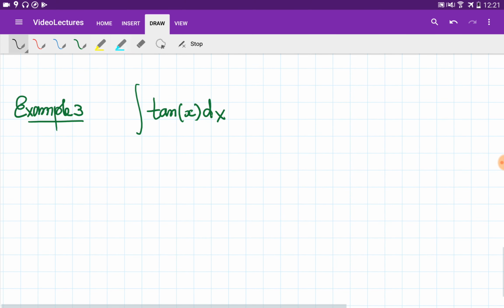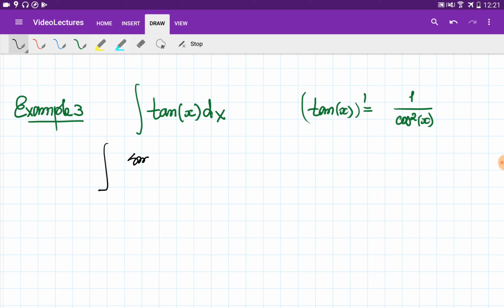So let's try to do this example, which is not so obvious at first glance. So we know what the derivative of the tangent is, right? The derivative of the tangent of x is equal to 1 over cosine squared of x. And we actually get this formula using the so-called quotient rule. So what's the integration of the tangent? First of all, we need to rewrite the tangent in the form of the sine of x over cosine of x dx.